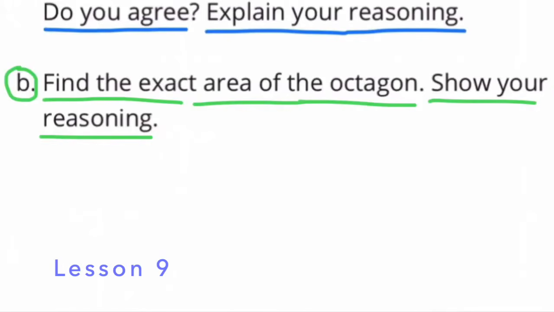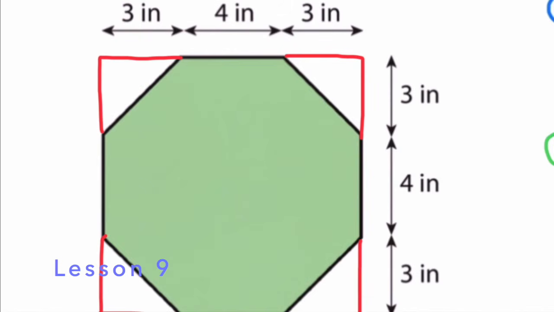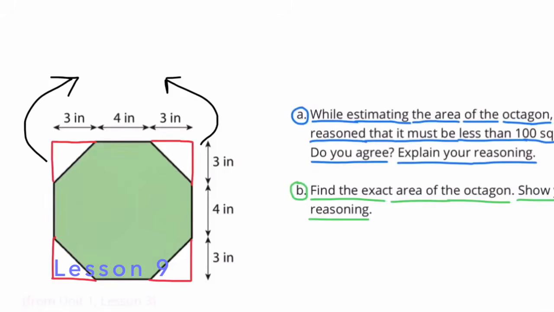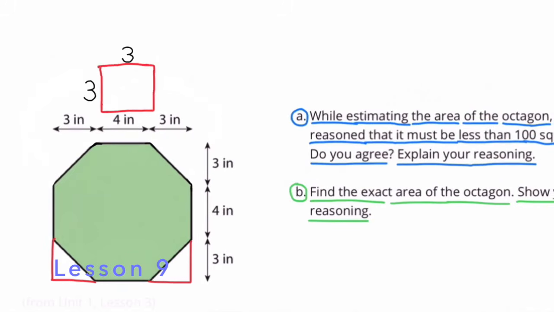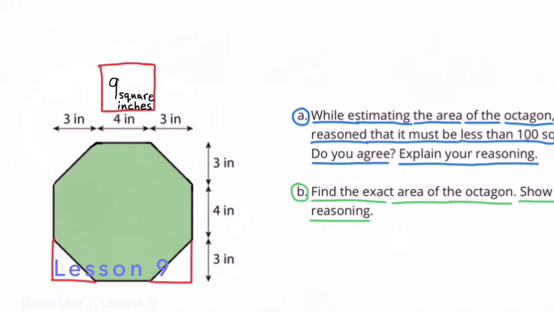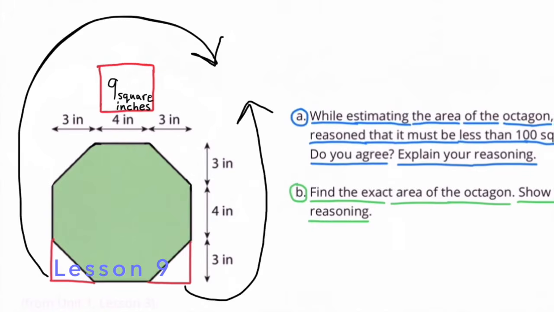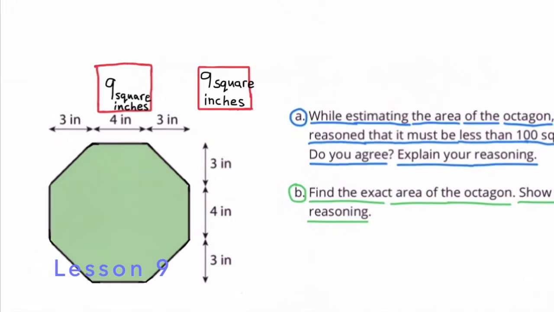B. Find the exact area of the octagon. Show your reasoning. 3 plus 4 plus 3 equals 10, so the base of this square is 10 and the height of this square is 10. To make an octagon, we're going to remove these little corners. It's like removing 2 triangles from the top and 2 triangles from the bottom. These triangles form a square with a base of 3 and a height of 3, and 3 times 3 is 9. So each of these squares equals 9 square inches. So it's kind of like we're removing 9 square inches and another 9 square inches.